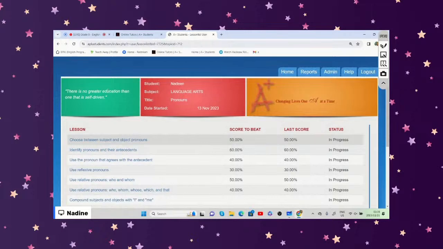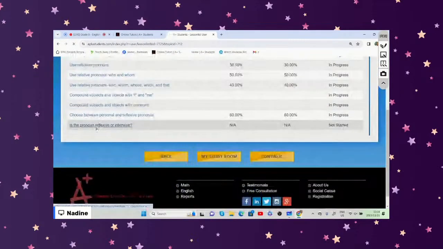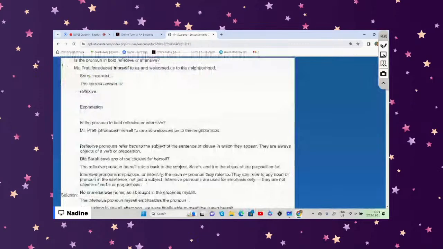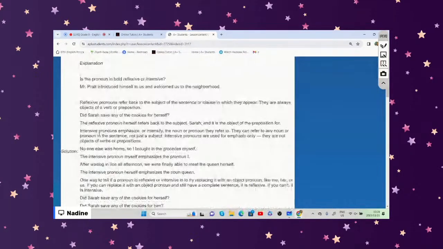All right, so now we're going to do: is the pronoun reflexive or intensive? We said reflexive pronouns refer back to the subject of the sentence or clause in which they appear, and they are always the objects of the verb or preposition. For example, did Sarah save any of the cookies for herself?